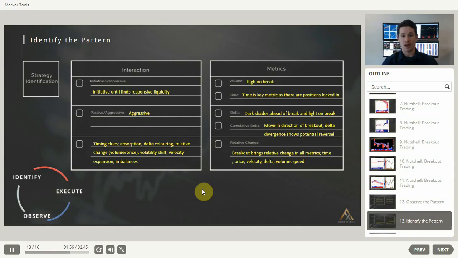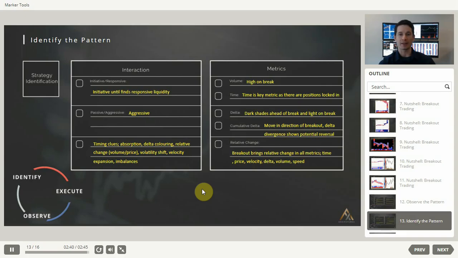Then in terms of delta, look for those dark shades, look for the light shades, look for the imbalances, point them out. Where are they occurring? Why are they occurring? What does it mean? In terms of cumulative delta, obviously it should move in the direction of the breakout and it should accumulate in that direction as well. If it doesn't, note the divergence, okay? Sometimes we do see not just delta divergences which create an exhaustion high or low, but also sometimes a potential initiative or a key auction reversal. And then obviously relative changes, note the relative changes you're observing, note what they could mean in terms of time, price, velocity, delta, volume and speed.